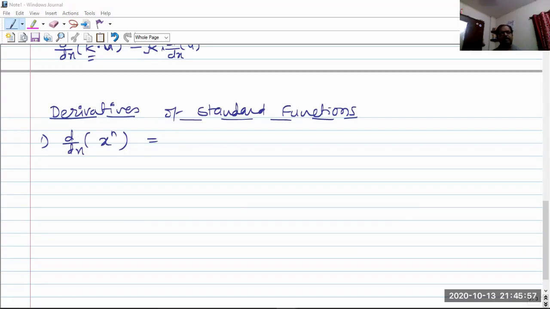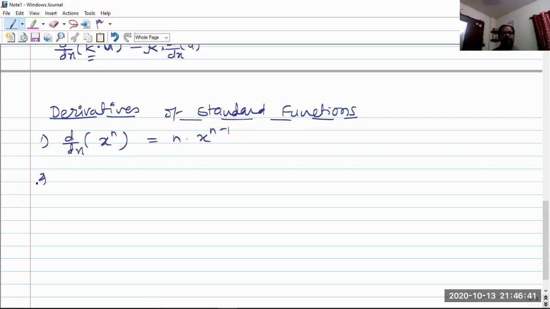Let us see. The first standard derivative is the derivative of x raised to n. What is it? It is given by n times x raised to n minus 1, right? Here n may be positive, it may be an integer, a rational number, or anything. Mostly n takes the value of an integer, natural number, or rational number. So it is true for all real numbers, right? If any number is there, we can use the formula and just put the value of n. That will give us the derivative of the function x raised to n.